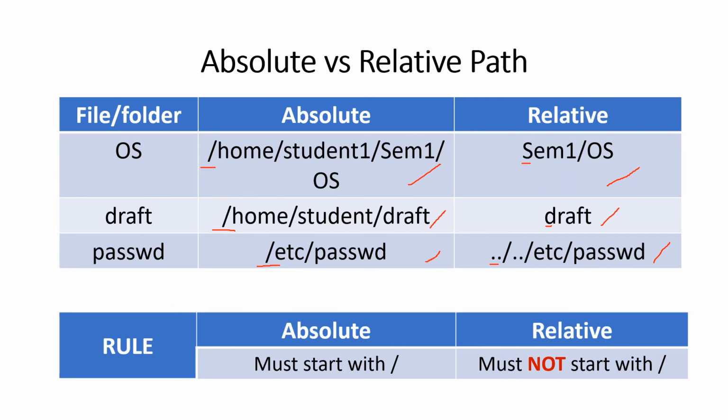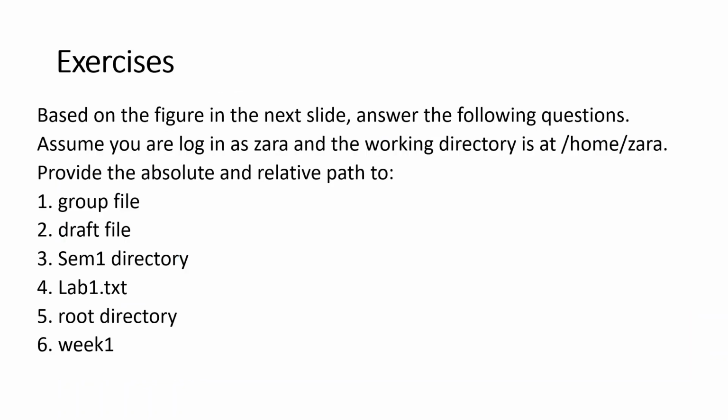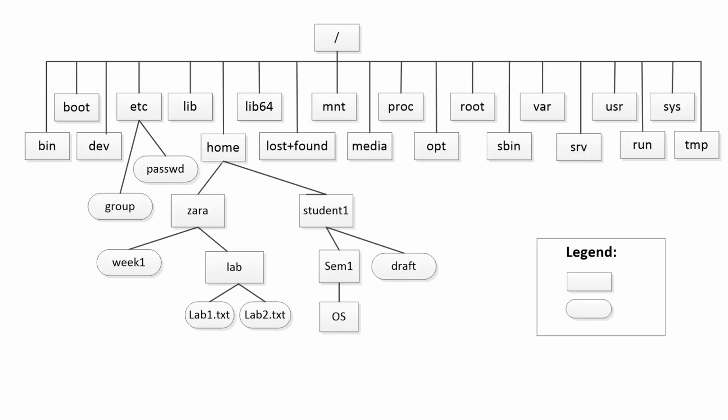So that's the end of the discussion about absolute and relative path. It is time for you to have some exercises. There are 6 files and folder directories that you need to identify the absolute and relative path for, by using this figure. Hopefully we can discuss this during our lab session.